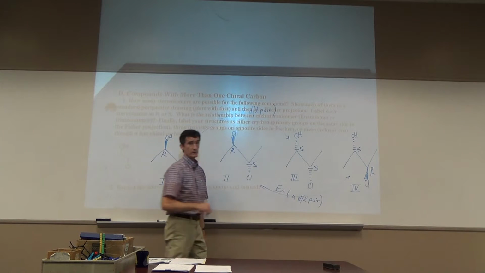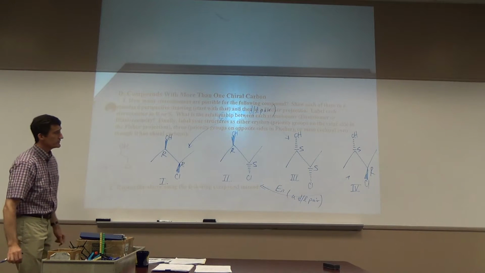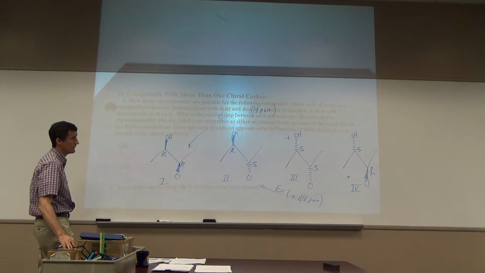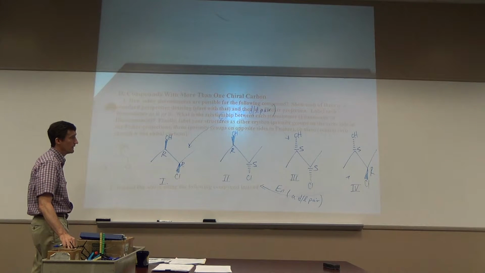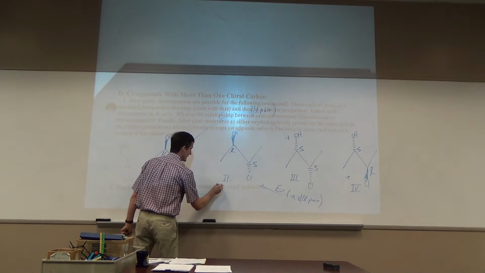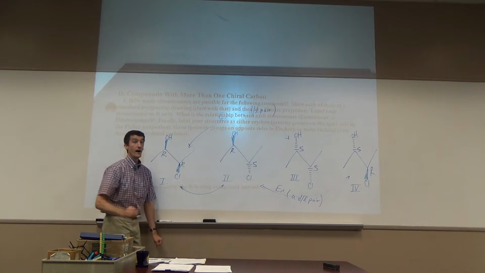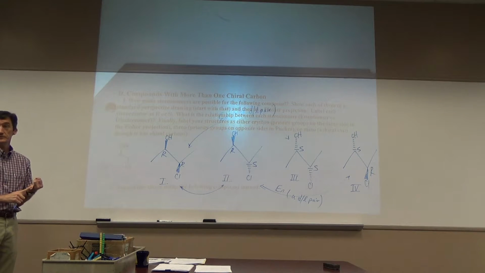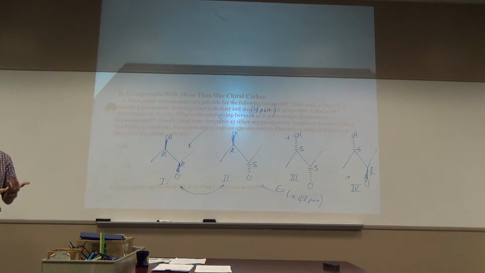We got 2 DL pairs on the board. 1 and 3 is a DL pair, 2 and 4 is a DL pair. What's the relationship between 1 and 2? Diastereomer. Are they isomers? Yes, they have the same formula. Add it up, they're the same.